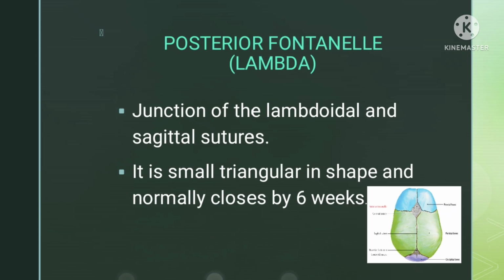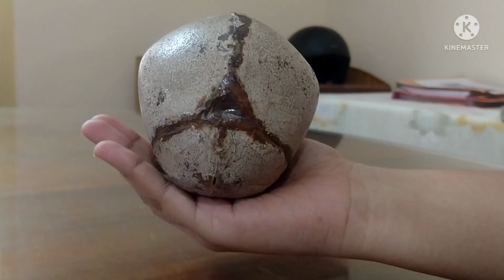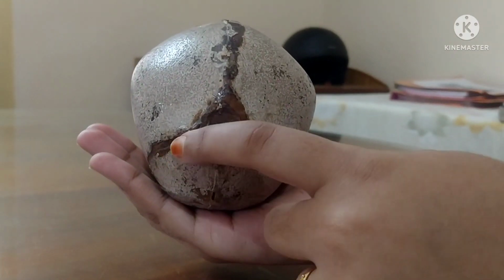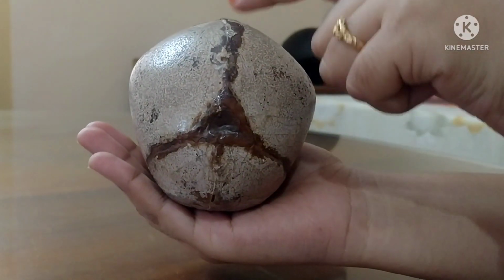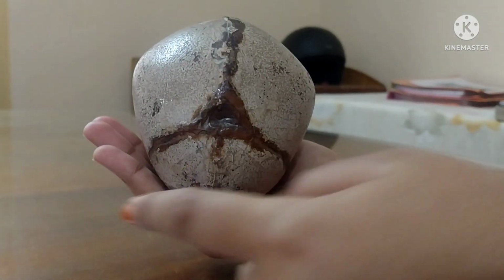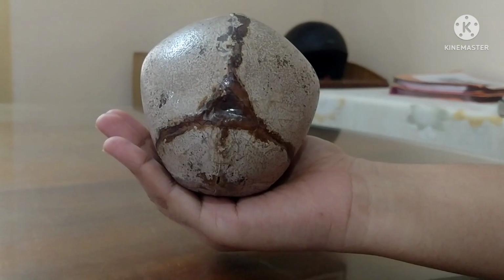Next is the posterior fontanelle. It's also called lambda. The junction of the lambdoid and sagittal sutures. It is small, triangular in shape and normally closes by 6 weeks. Here we can see the triangular shape, the junction between the lambdoid suture and sagittal suture.